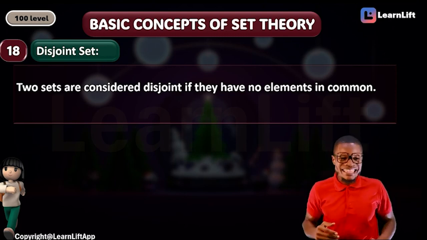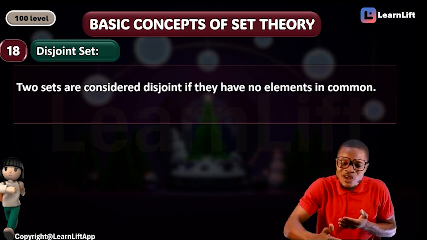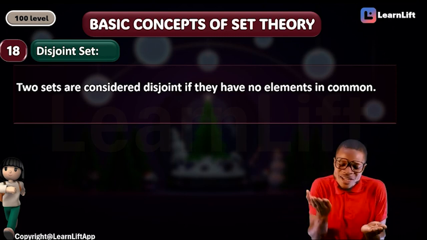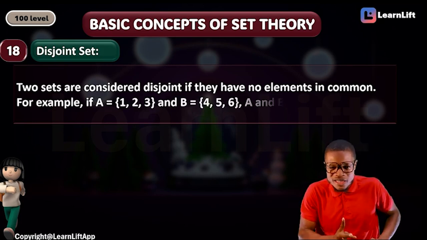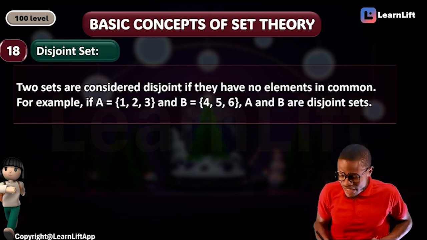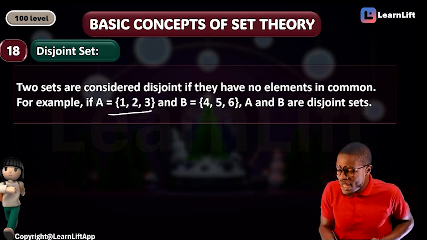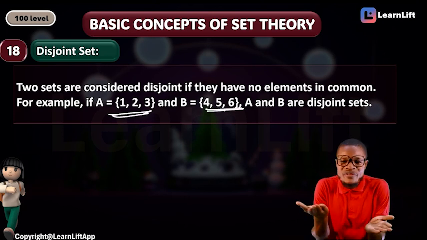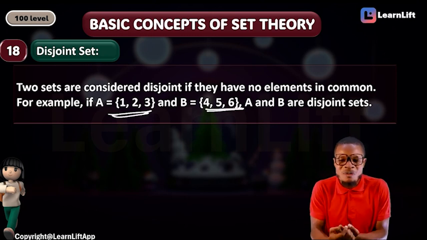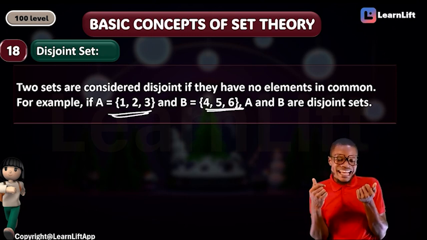Don't play. Let's go, guys. Two sets are considered disjoint if they have no elements in what? In common. They have no elements in common. They are said to be what? Disjoint. For example, let's say your set A is given to be 1, 2, 3, and set B is 4, 5, 6. What do they have in common? They don't have anything in common, right? Since they don't have anything in common, what do we say they are? Disjoint sets. Are you there with me?